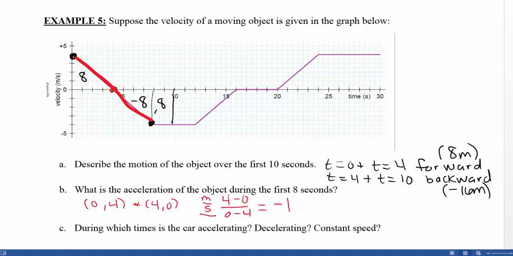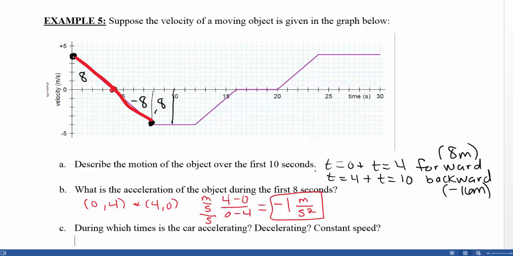And then on the bottom is going to be our time values, which was in seconds. So if you have meters per second divided by seconds, you get meters per second squared. So the acceleration during the first 8 seconds is negative 1 meters per second squared. So since it's negative, that means that we are going to be decelerating or slowing down.